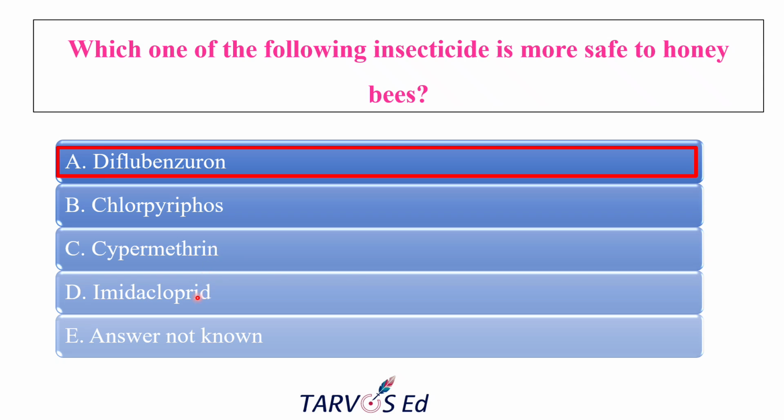And imidacloprid, again, it comes under the neonicotinoid group, a systemic neurotoxin, and this also possesses high toxicity. LD50 is again less than 2 microgram per bee. Because of its systemic nature, it easily moves into the nectar and pollen of the plant, and this is linked to sublethal effects in the bees. So these neonicotinoids are banned in most of the countries. So the correct answer is diflubenzuron, which is the insect growth regulator.